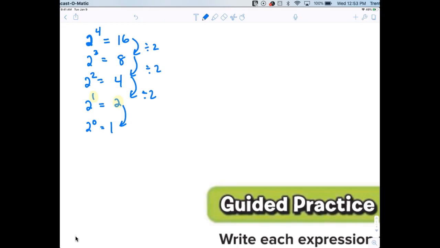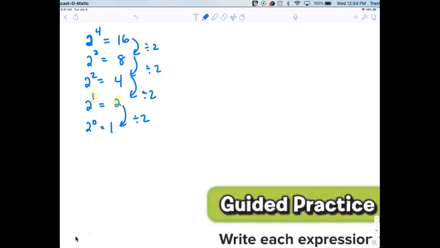So again, anything to the 0 power is always what? It is 1. If I said x to the 0, you would say 1. If I said 7 to the 0, you would say 1. Again, they just followed patterns. So anything to the 0 power is 1.